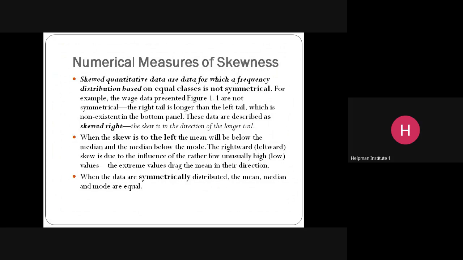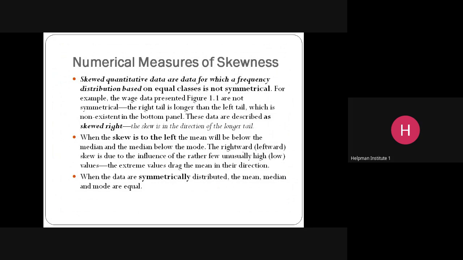Now, we say that skewed quantitative data are data for which a frequency distribution based on equal classes is not symmetrical. So, for example, the wage data presented in figure 1.1 are not symmetrical. Why? Because the right tail is longer than the left tail. What do we mean by that? We discover that males are paid higher than females.